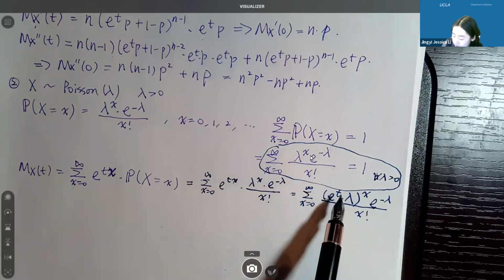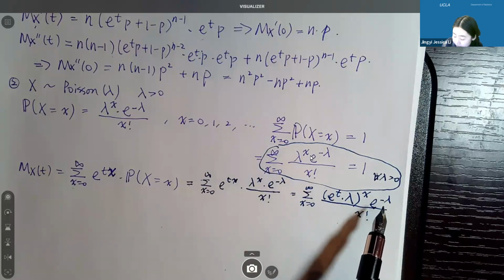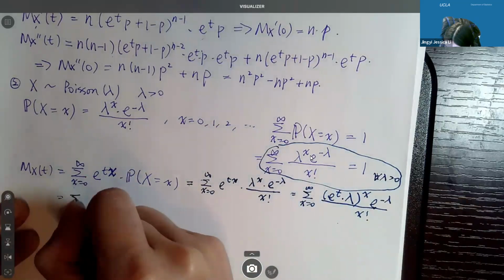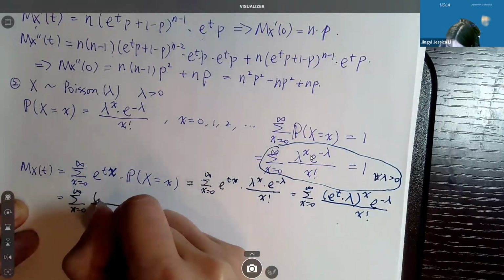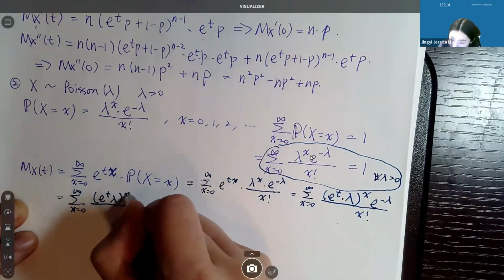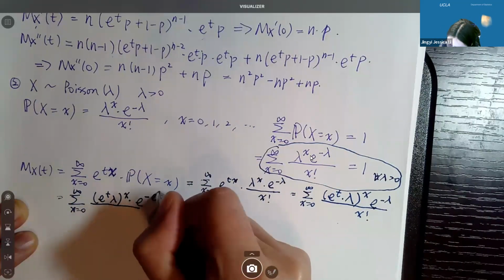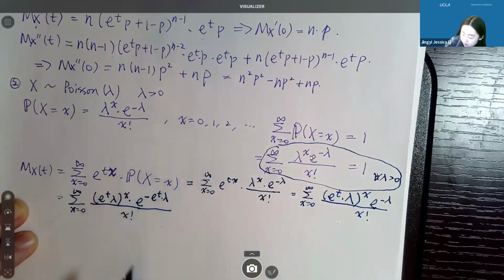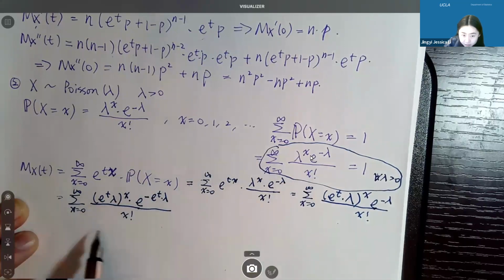This e to the t times lambda to the exponential term, that's what I need. So I can create a term like this. How about I just create a term I want by writing e^(t) times lambda to the power x times exponential to the negative e^(t) times lambda, over x factorial. This is how I created the term I need, so I can have a sum of 1 here.